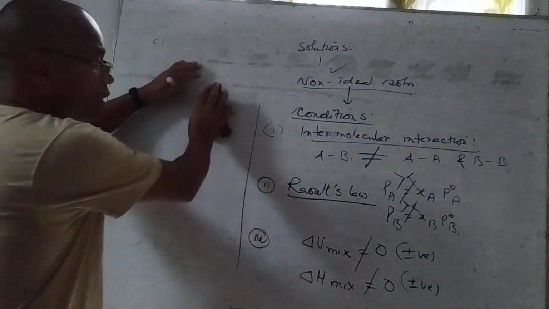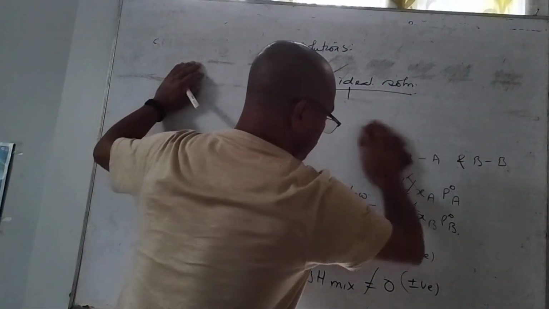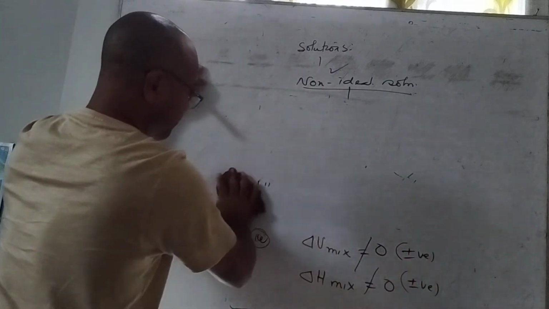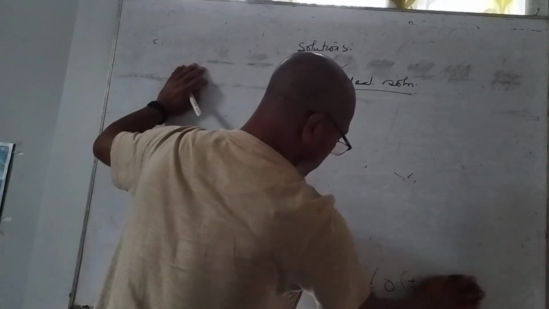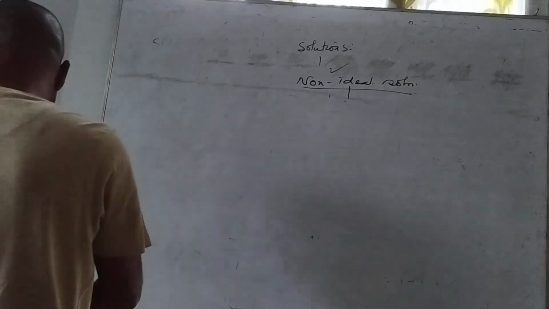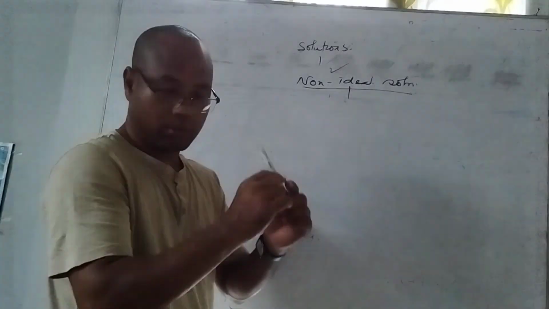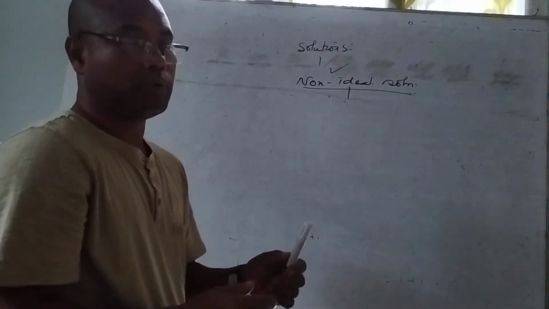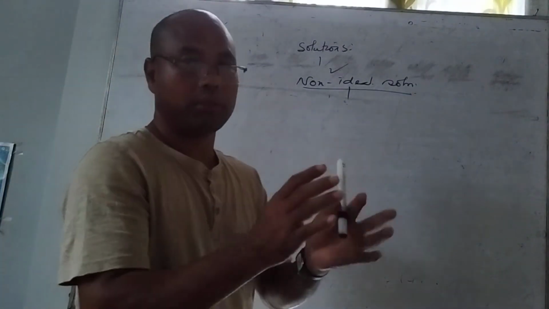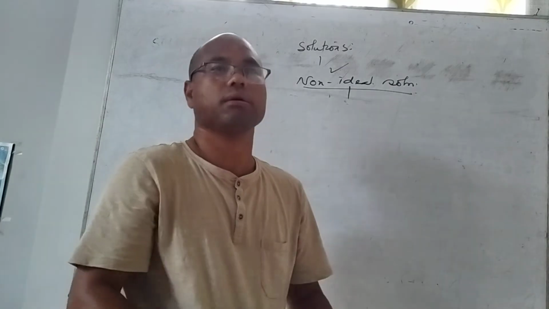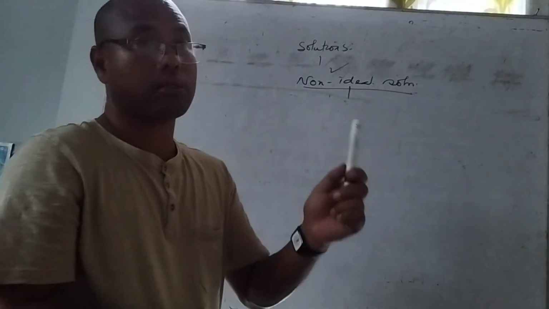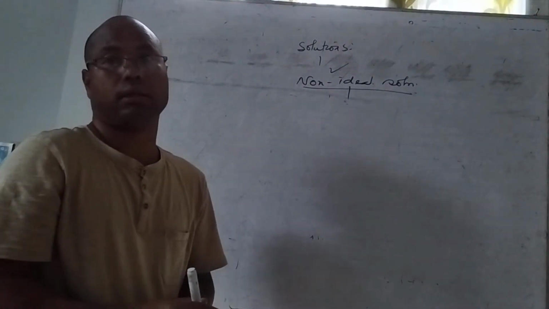Now here, we found a non-ideal solution. That means the intermolecular interaction of the components in the solution is not the same, that means different, to the intermolecular interaction of the components in the pure state. Not the same, different means somewhere greater or somewhere lesser.